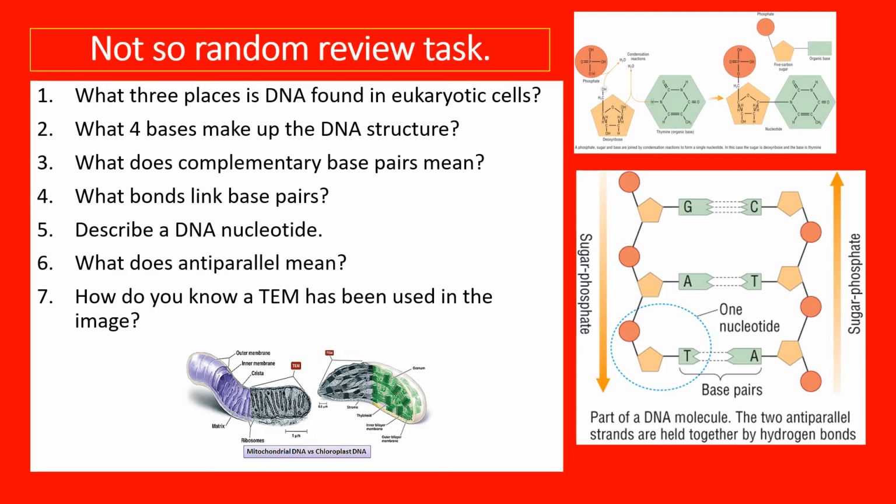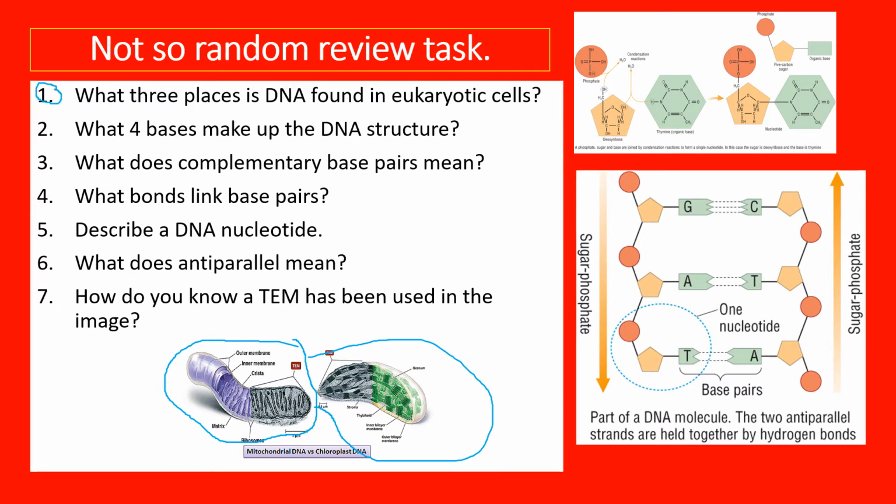So first of all, what three places is DNA found in eukaryotic cells? So most students will know that it's found in the nucleus, because obviously that's where your chromosomes mainly are of each cell, but it's also found in the mitochondria. Okay, so there's DNA in your mitochondria, and there is DNA in the chloroplast, which we're talking about in a few minutes. So that is the other two places it can be found in eukaryotic cells.